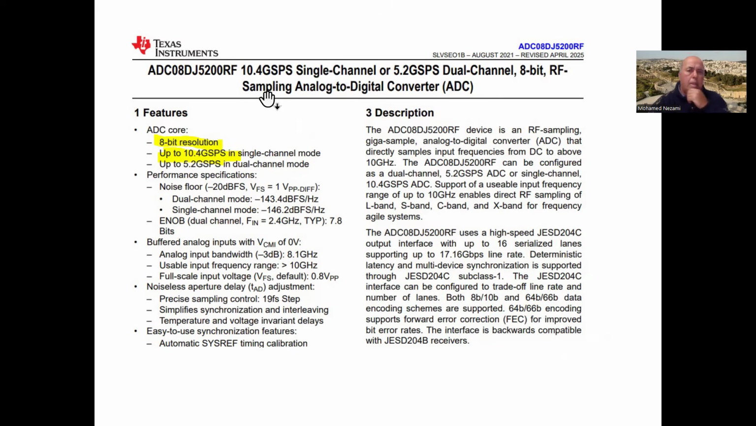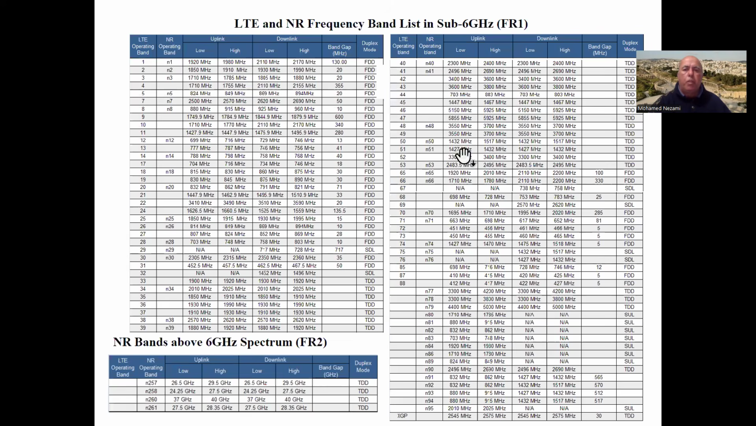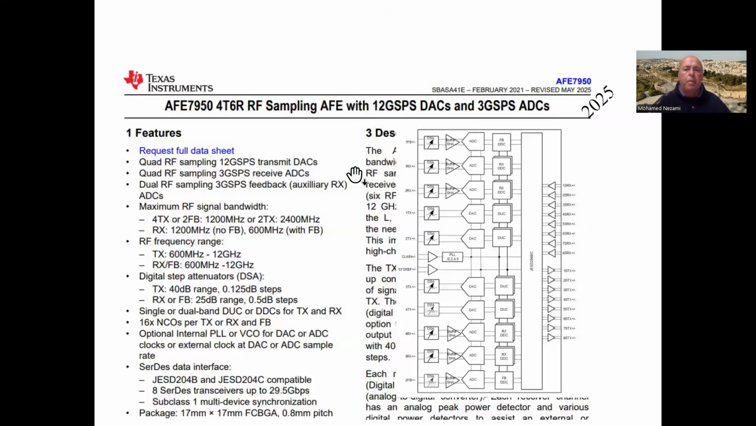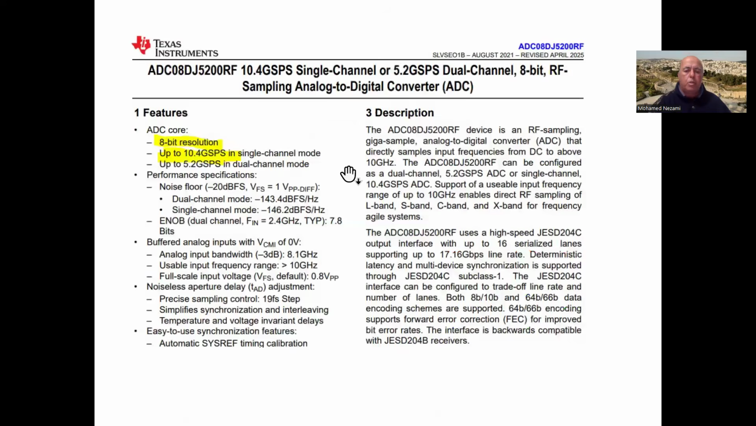All right, here's another one from TI at 10.4 gigasamples per second. Okay, and this one has a bandwidth, let's see, the bandwidth is 8 gigahertz as well. So all of these systems are very good for these services in here for FR1, okay, and for C-band SATCOM. They're not for Ku and Ka. You need tens of gigasamples per second.